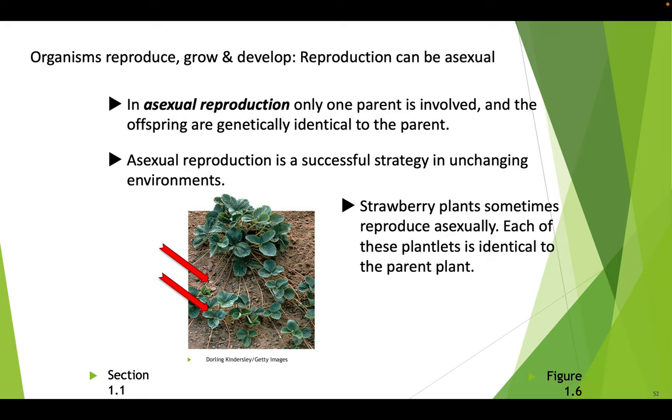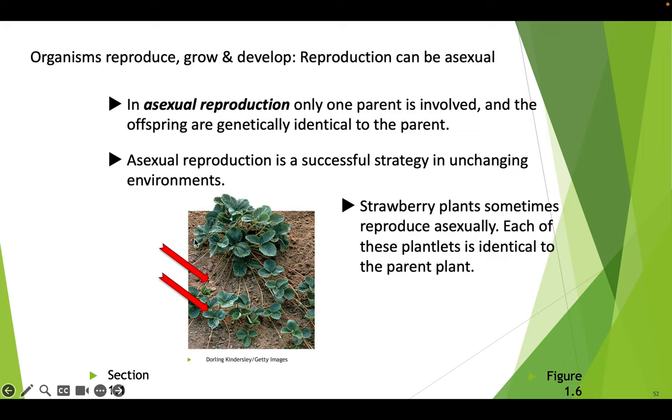All right, all living things reproduce, grow, and develop. Reproduction can be asexual. Asexual reproduction is when there's only one parent involved and the offspring are all genetically identical to the parent. It's a successful strategy in unchanging environments.